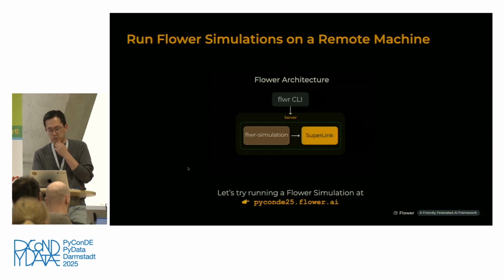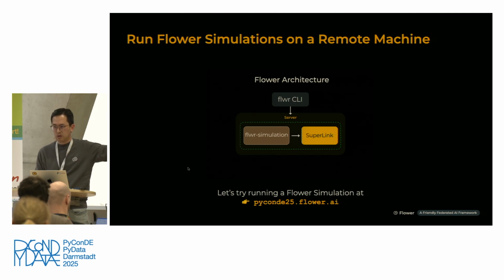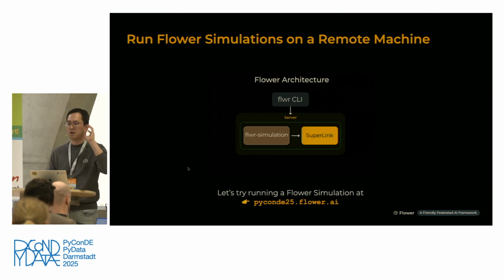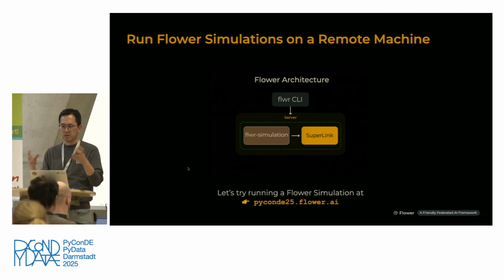All right. So we were here. We ran Flower simulations on a remote machine. You ran it on a URL for PyCon d25.flower.ai. Feel free to try it out on your own time. We're going to disable that server in about 24 to 48 hours just because of resources. But right now, for the rest of the conference, it's a great chance to just give it a shot, an experiment. Also, let me know on Slack if there are any issues as well.